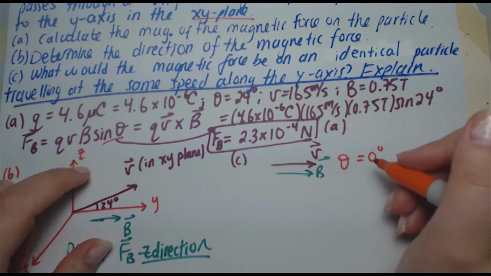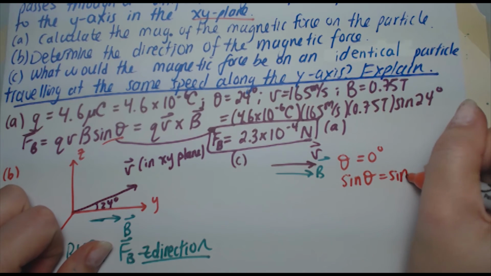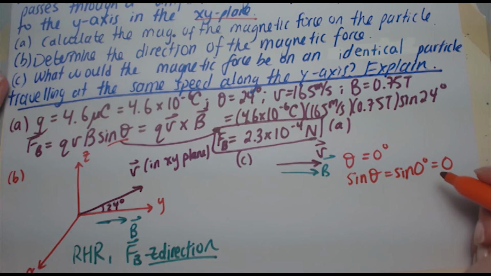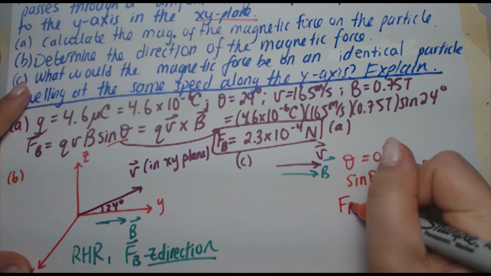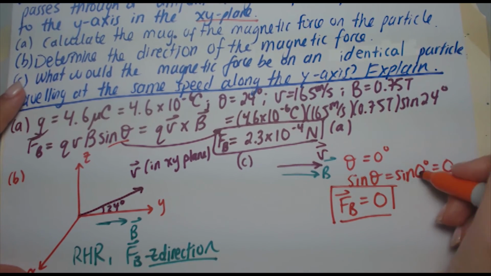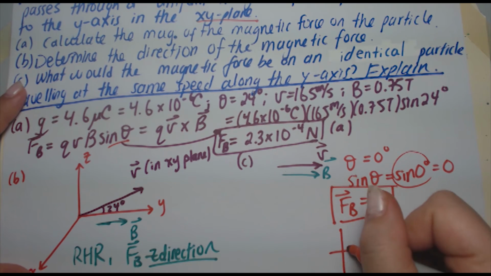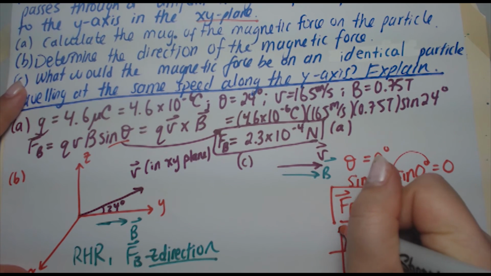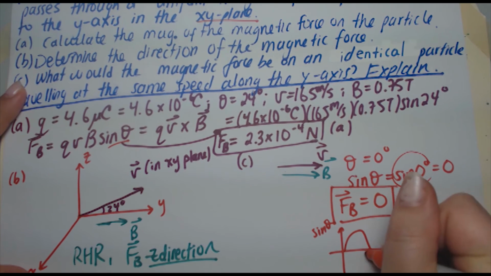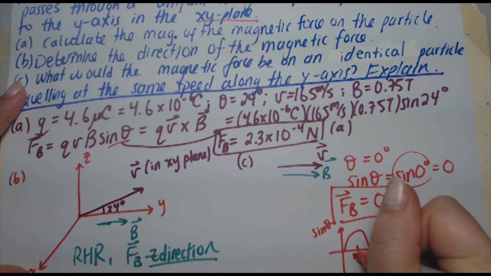Well, what's of curiosity here? Well, we use sine theta, right? We multiply everything by sine theta. So if we do sine of 0 degrees, well, that's equal to 0. 0 times anything becomes 0. So we can say that the magnetic force becomes 0. Okay, so because this is a function of sine, and you know how sine theta looks. Sine theta looks like this. So we've got sine theta versus theta. You got pi over 2, pi, 3 pi over 2, and 2 pi.